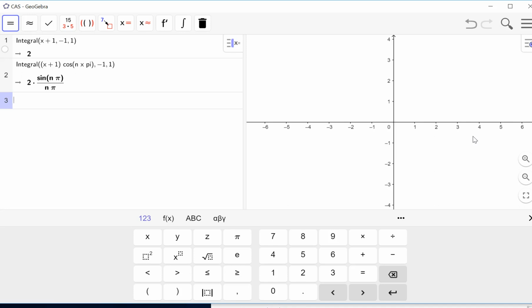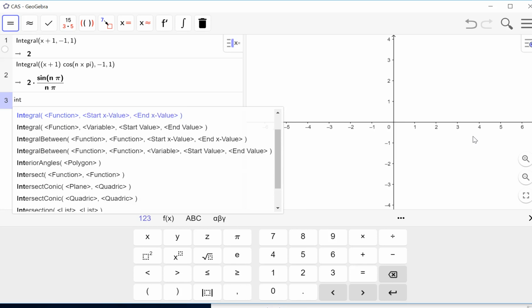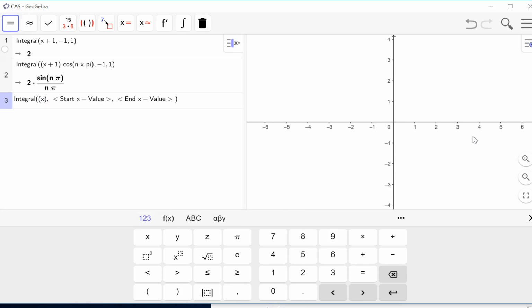Okay, so let's do the next one. We have x plus 1 times sine of n times x times pi. And again, we want to go -1 to 1. There's what we get. Again, GeoGebra is treating n like a constant, but we know what that constant is, at least what kind of an object it is, again, it's an integer.